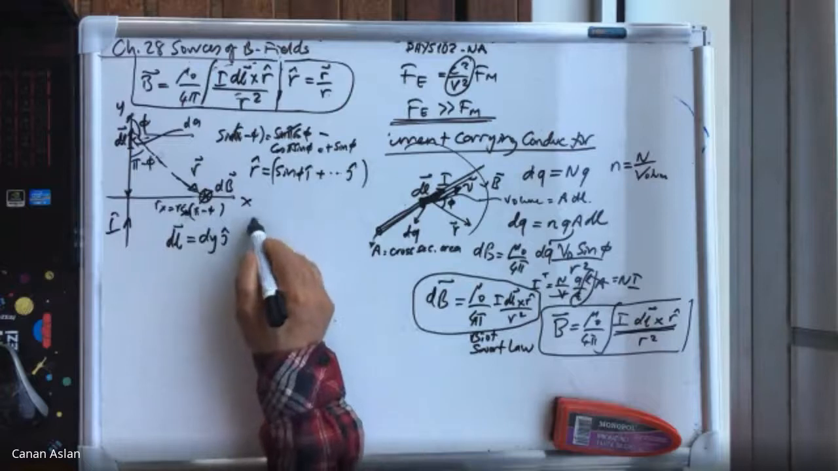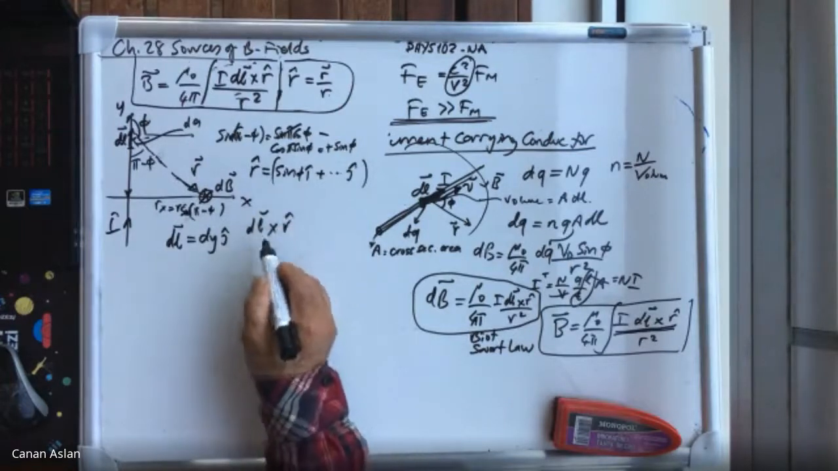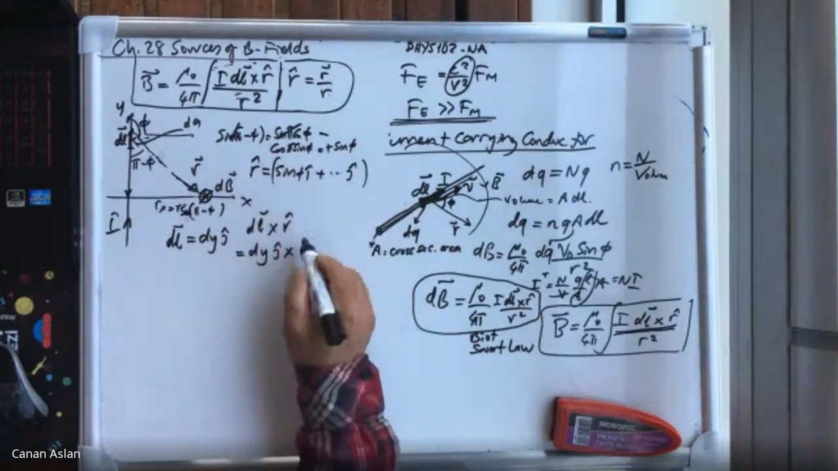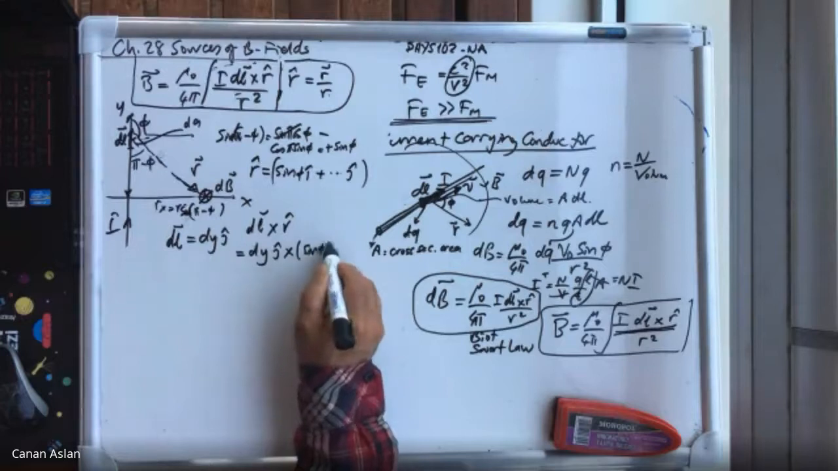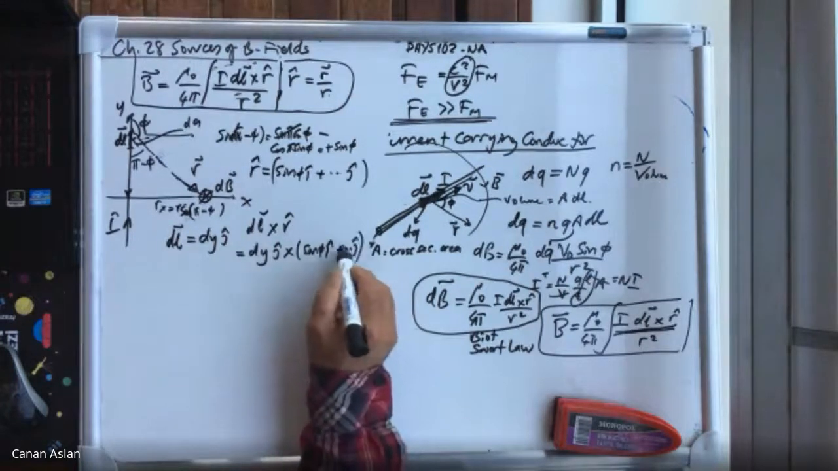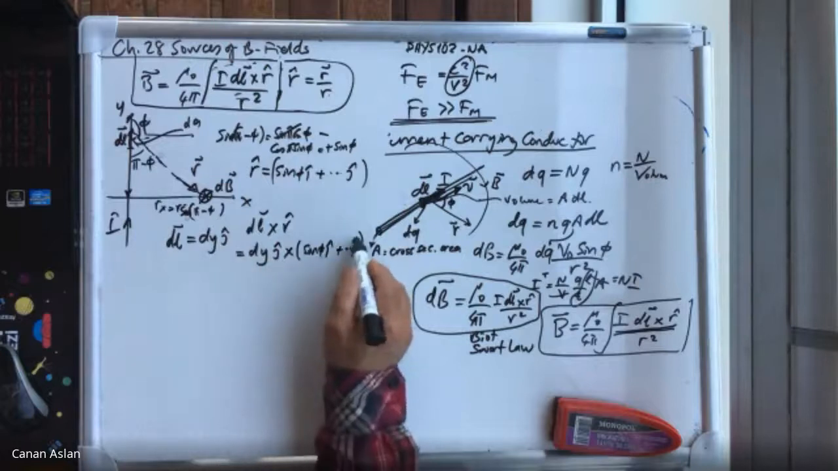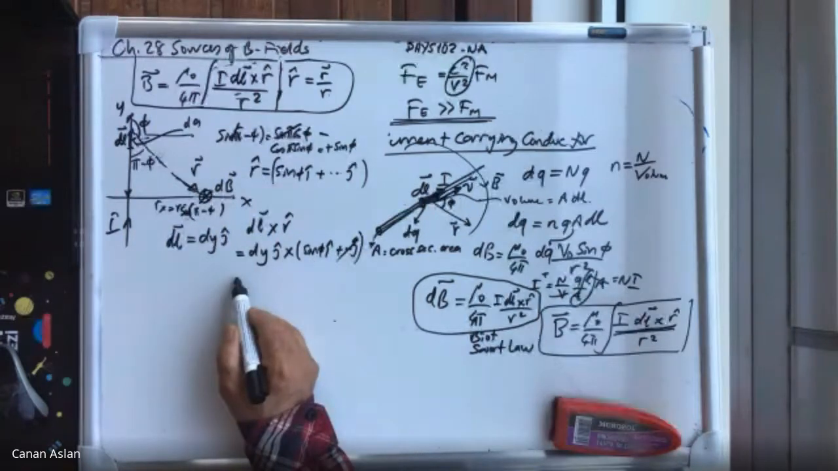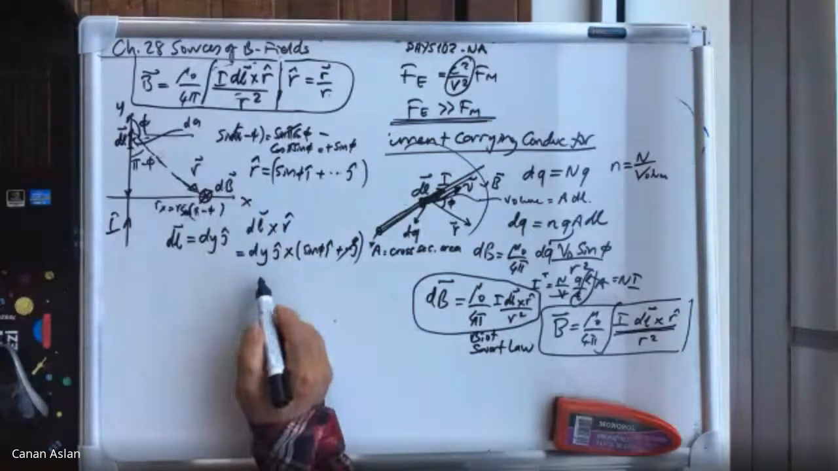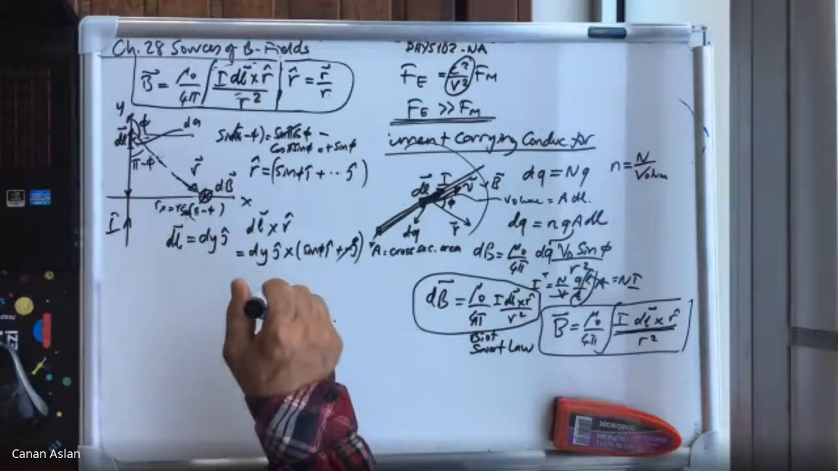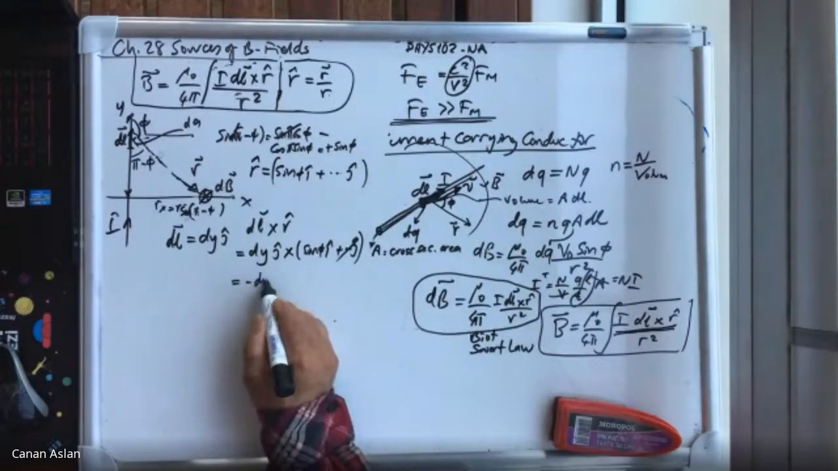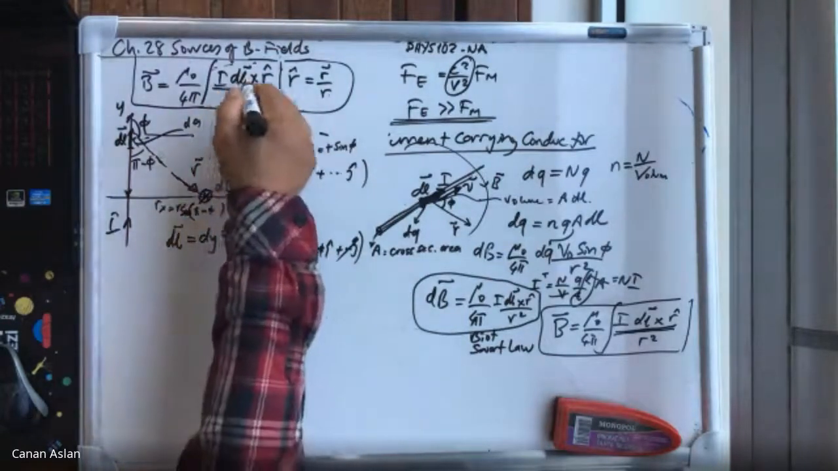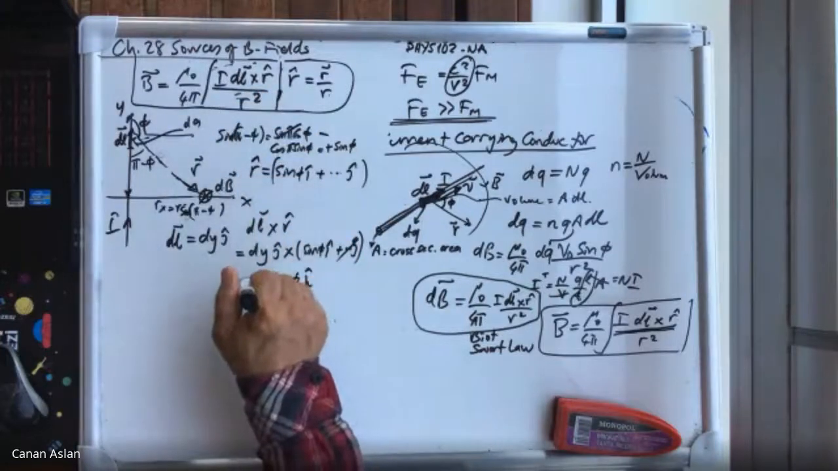If you cross dl with the r unit vector, it will be dy j cross (sine phi i plus something j). The reason I didn't have to calculate it is because j cross j gives you 0, so there is no contribution from this. And j cross i gives you minus k, and as you see, minus k shows you the direction of the magnetic field, which is down, inside the page. So it's minus dy sine phi k unit vector. So we know that the magnetic field will be downward, with minus k unit vector.